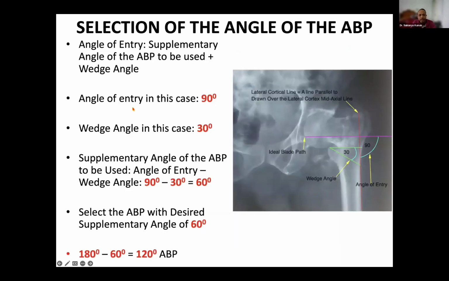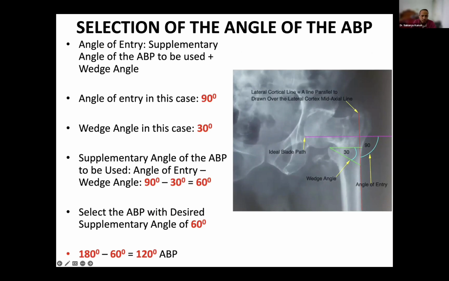So now how will we select? The angle of entry in this case is 90 degrees, so the wedge angle is 30 degrees. The supplementary angle of the angle blade plate to be used is the angle of entry, which is 90 degrees, minus the wedge angle, which is 30 degrees, so 60 degrees. That means we have to select a blade plate whose supplementary angle is 60 degrees. So 180 degrees minus 60 degrees is 120 degrees, which is the angle of blade plate we should use in this case.